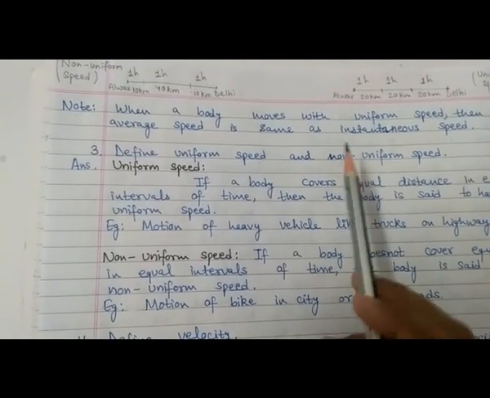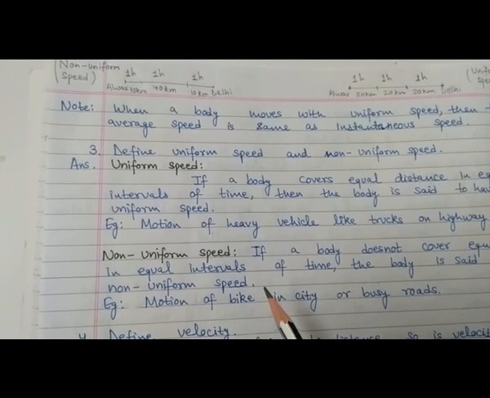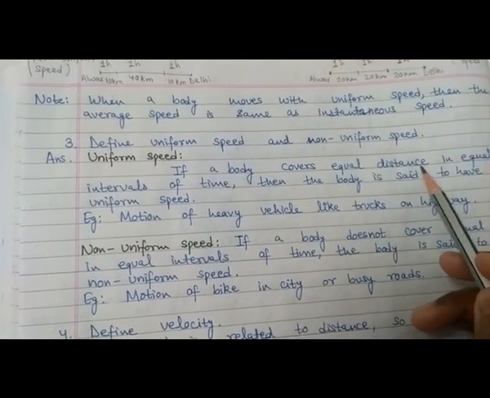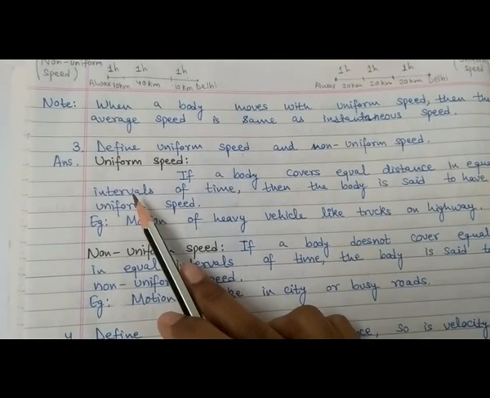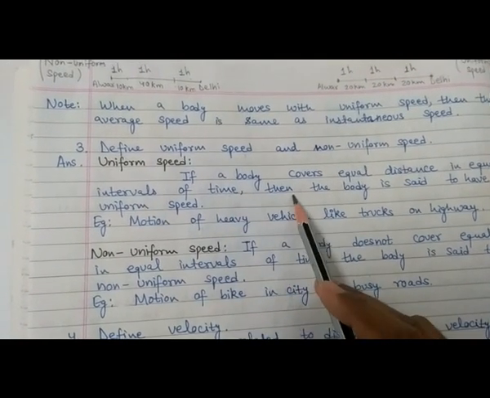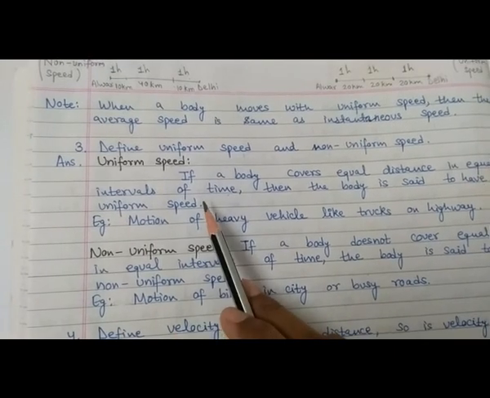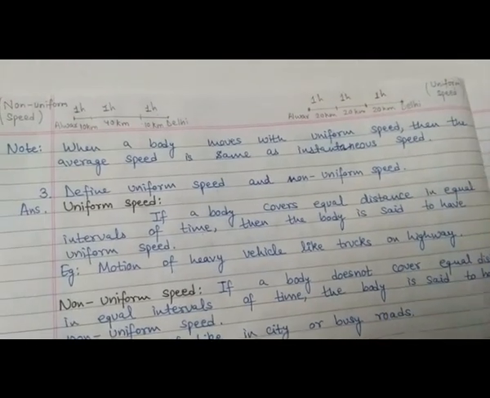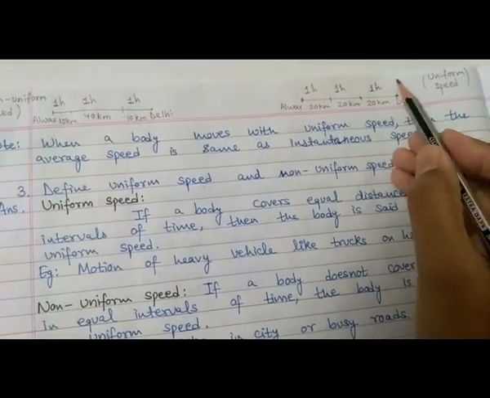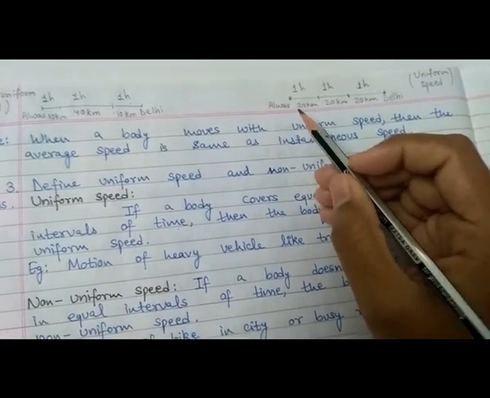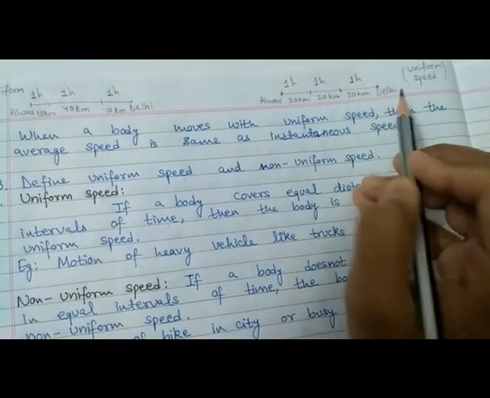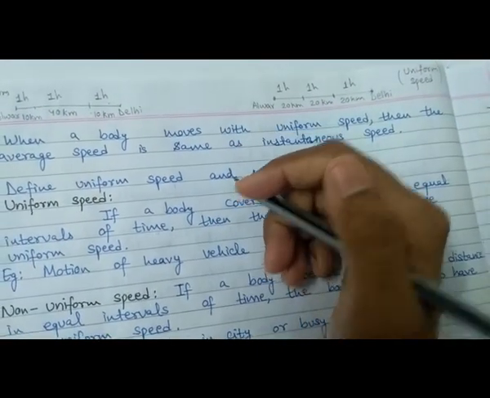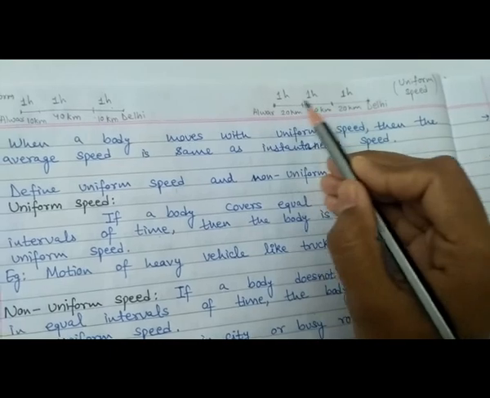Now, define uniform speed and non-uniform speed. What is uniform speed? If a body covers equal distance in equal intervals of time, then the body is said to have uniform speed. What does this mean? It means, for example, if I take the same example that I'm driving from Alwar to Delhi, and I have broken it into 3 equal parts, of equal length.